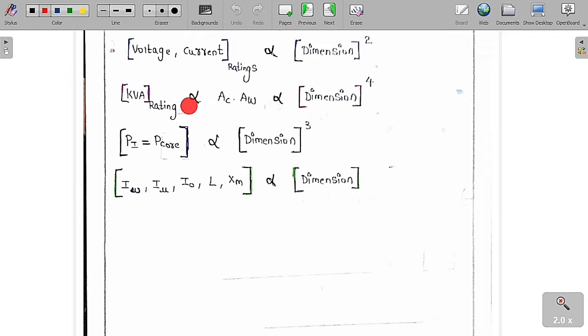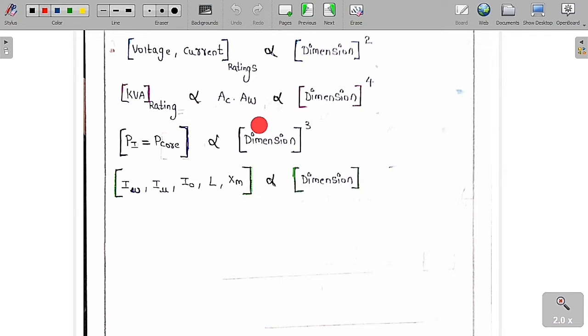So voltage rating and current rating are directly proportional to dimension square, whereas the KVA rating is directly proportional to area of the core into area of the window. Area is dimension square, so this is dimension to the power of 4. And iron loss and copper loss are directly proportional to volume. Volume is dimension whole cube. And the core loss current or winding current, the magnetizing current, the no load current, the inductance and also the magnetizing reactance, all these things are directly proportional to the dimension.